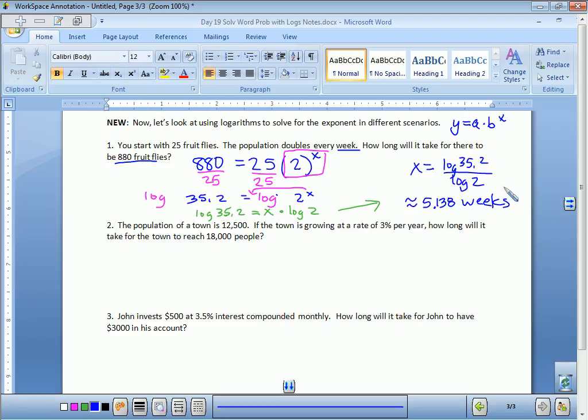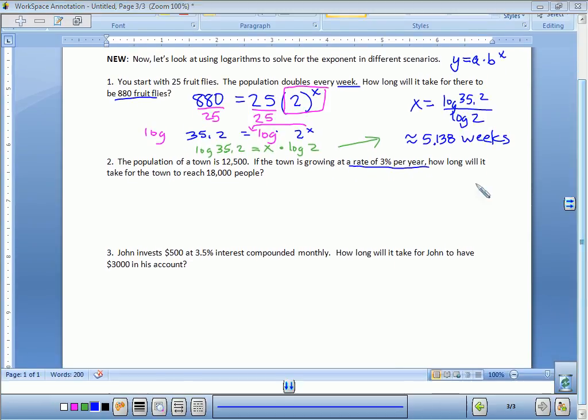All right, here we go. The population of a town is 12,500. This says it's growing at a rate of 3% per year. That's a very high population growth rate. How long will it take for the town to reach 18,000 people? So the initial amount is 12,500. We're growing, so it's 1 plus the rate. We want to know how long before we reach 18,000.